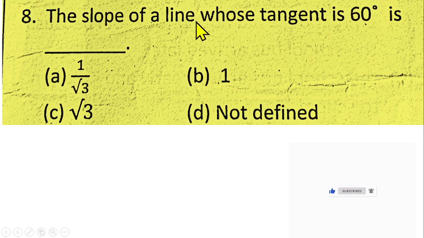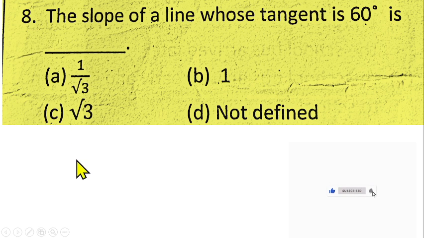Question number 8 is from coordinate geometry. The slope of a line whose tangent is 60 degrees is... It's not trigonometric ratio, it's from coordinate geometry, which is gradient. So slope means gradient. Another name for gradient is slope. So the slope of a line whose tangent is 60 degrees is a dash.